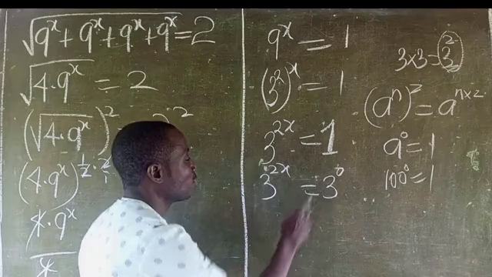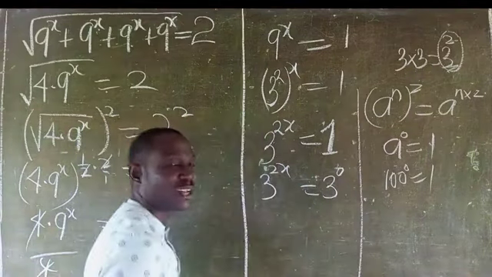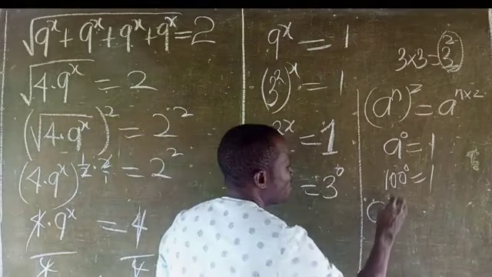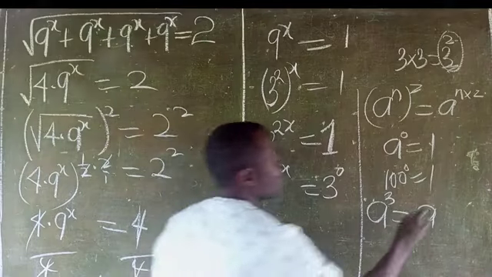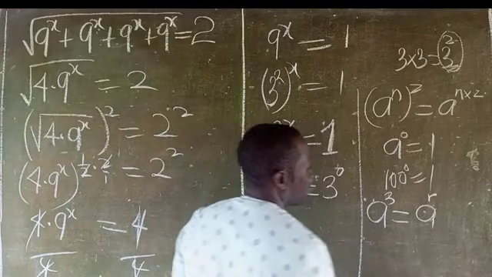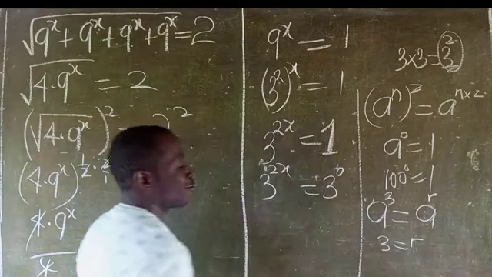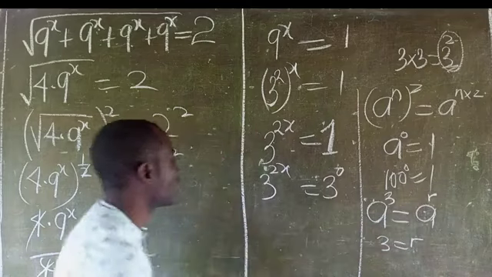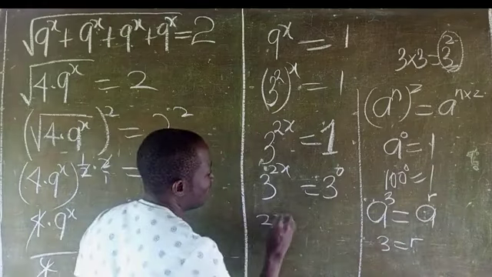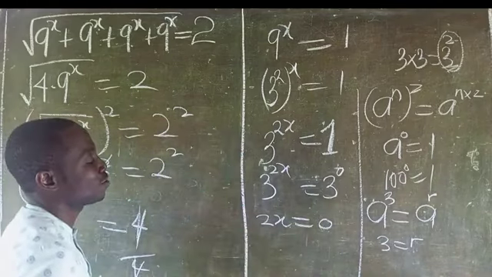Since this is correct, we progress because we have an exponential law that says when we have a raised to power p equals the same base a raised to power r, we can say p equals r. Since the bases are equal, we can equate their powers. So we're going to do that here. That is to say, 2x equals 0.